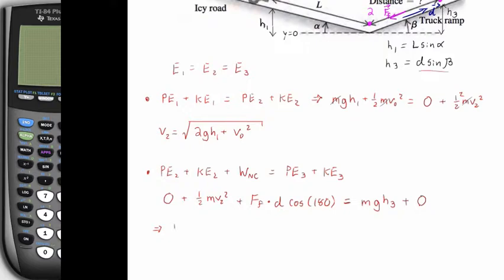All right, so 1/2 mv2 squared, substitute that later, plus the force of friction. Oh, that's right, we do still have to deal with the force of friction, times d. All right, cosine of, well, let's deal with that cosine, put the negative here. All right, so there went our cosine 180 into a -1. And mg d sine beta. Okay, looks great.